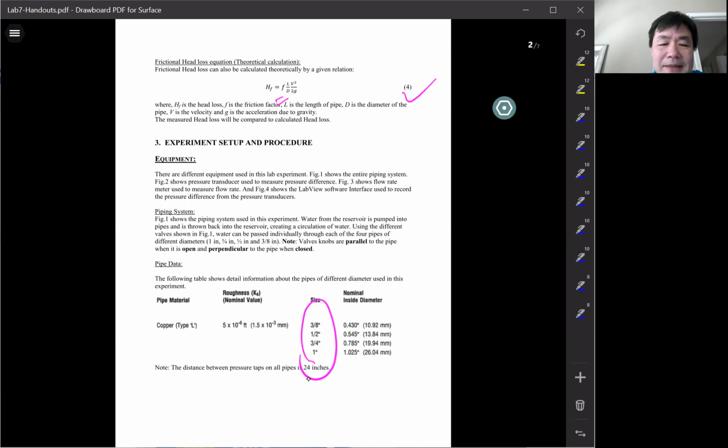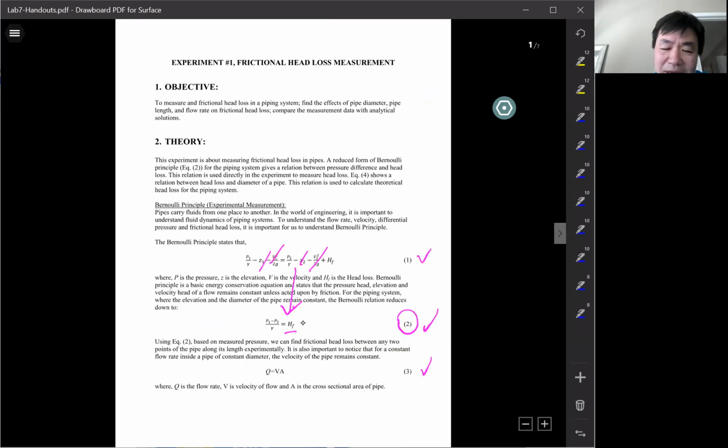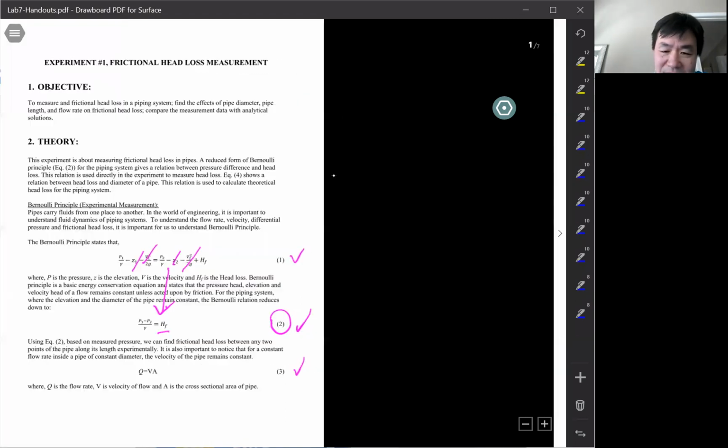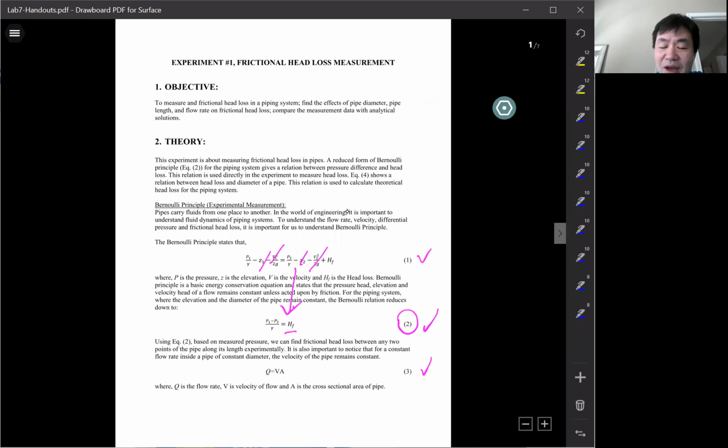okay? So this is a theoretical loss based on the length and diameter, based on the velocity. Not really the flow rate, velocity, okay? And based on the material, you find F, right? Okay, so compare. I think the goal is eventually to compare your measured frictional head loss with the theoretical frictional head loss. Okay, so you have 4 pipes.